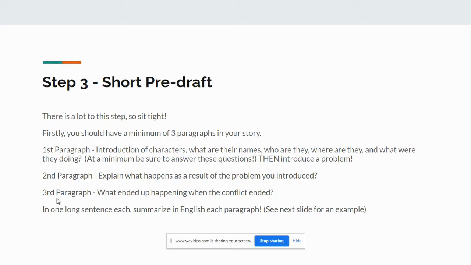And then lastly, third paragraph, what ended up happening when the conflict ended? So the conflict ended, and so what? So what ended up happening at the end of the story?